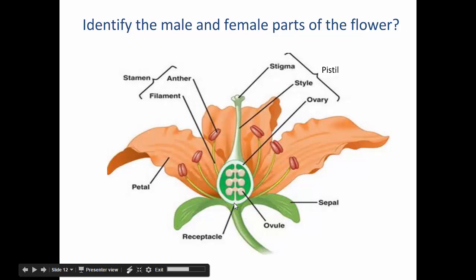Again, you have the sepal, the green leaves on the bottom. You have the petals. In this case, they're orangish. You have a bunch of stamens. You have 6 stamens here. Each one has an anther at the top, and it's held up by a filament. In the middle, you have the pistil, this whole thing: stigma on top, style, the ovary, and then within the ovary, those little round ovules, which are the egg cells.